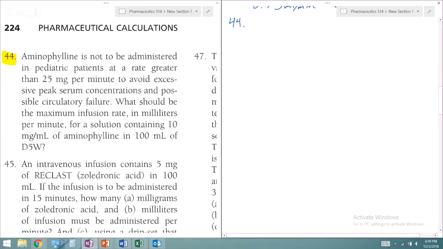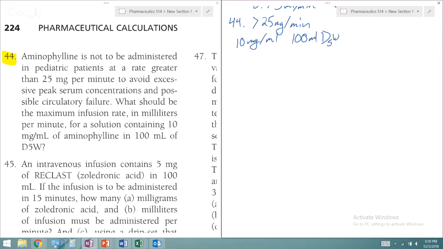So 44 is very simple. 48 is pretty simple. All right. So for 44, aminophylline is not to be administered in pediatric patients at a rate greater than 25 milligrams a minute to avoid excessive peak serum concentrations and possible circulatory failure. What should be the maximum infusion rate in milliliters a minute for a solution containing 10 milligrams per milliliter in a 100 ml D5W bag?